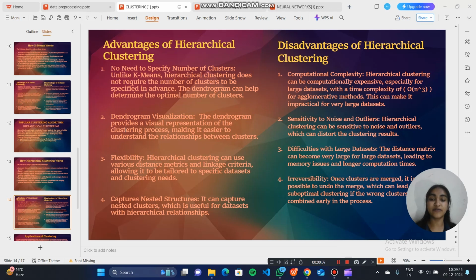Fourth, captures nested structures. Disadvantages of hierarchical clustering. First, computational complexity, sensitivity to noise and outliers, difficulties with large datasets, irreversibility.